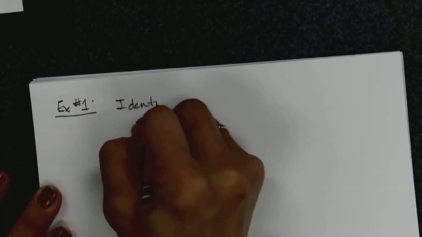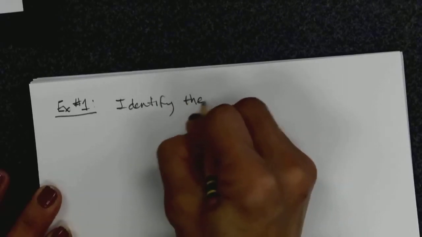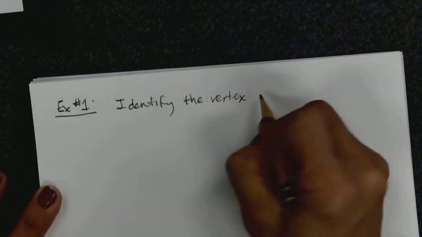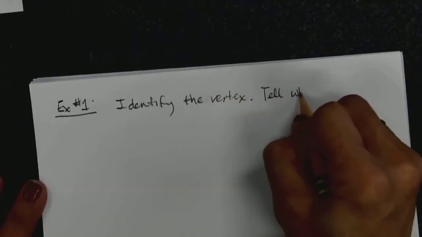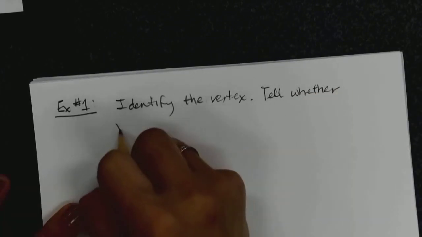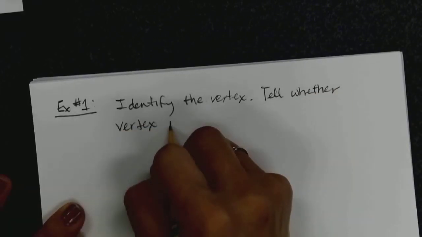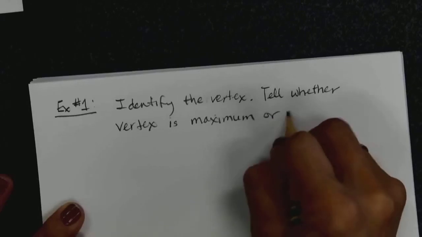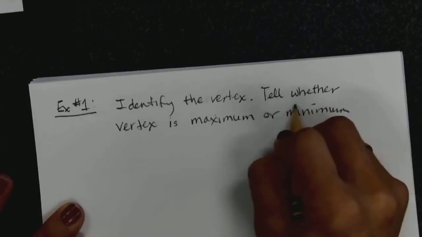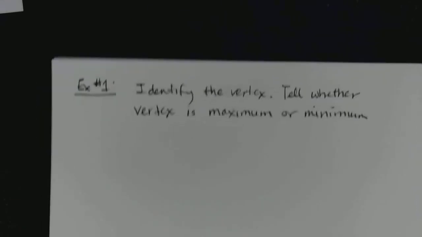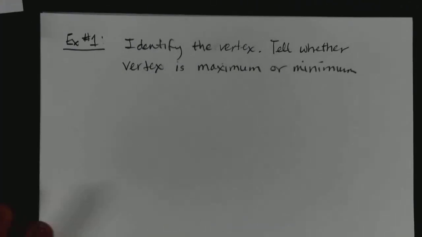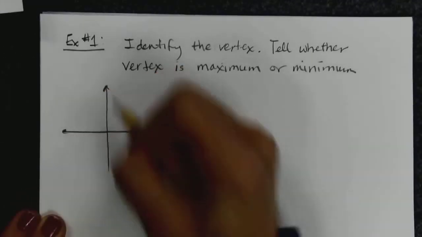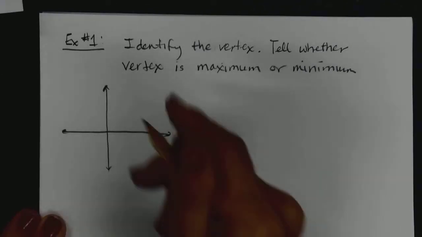So, like I said, you're going to identify the vertex, and you're going to tell me whether the vertex is a maximum or a minimum. Okay, you ready? And I think I should just give you one of these, right? So let's graph. Now they're going to give you the graph, so you don't technically have to graph it. It's going to be given.